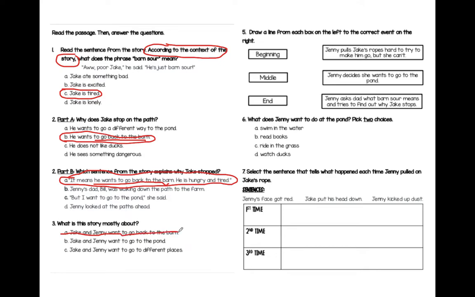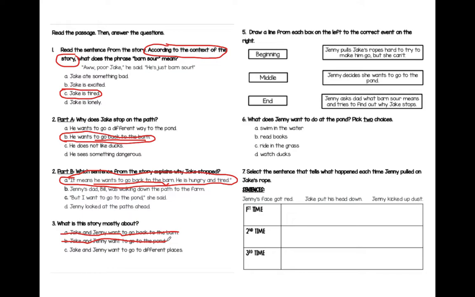Okay, let's look at the next choice. Jake and Jenny want to go to the pond. Do they both want to go to the pond? No, they don't. Jenny wants to go to the pond. Jake does not.